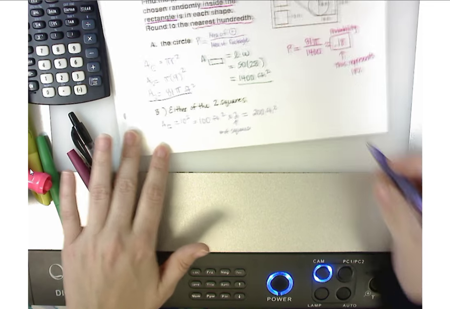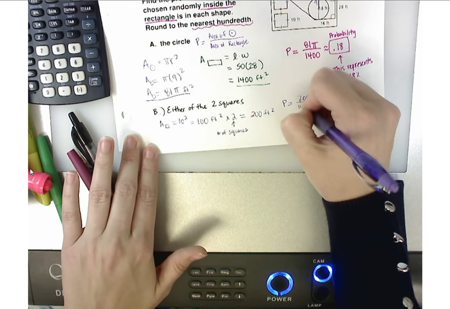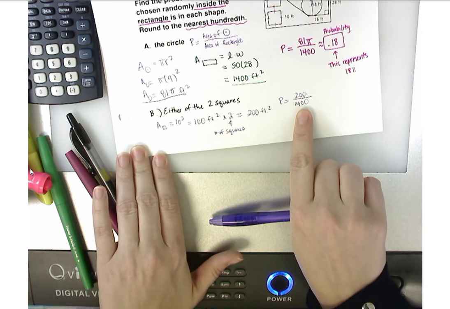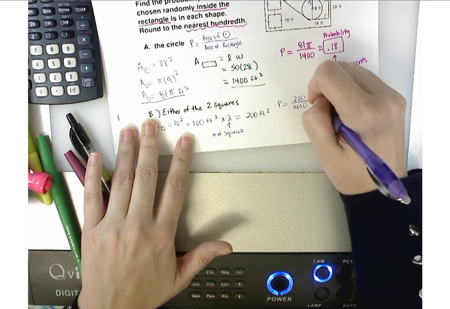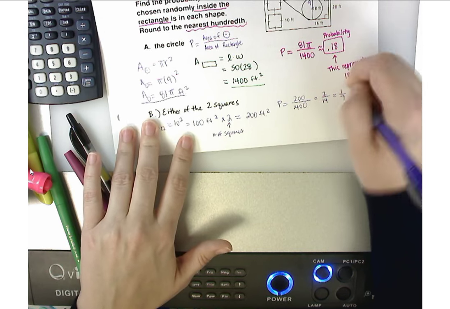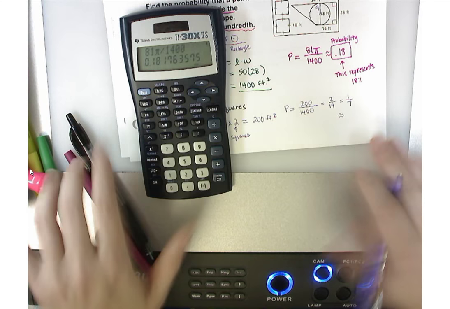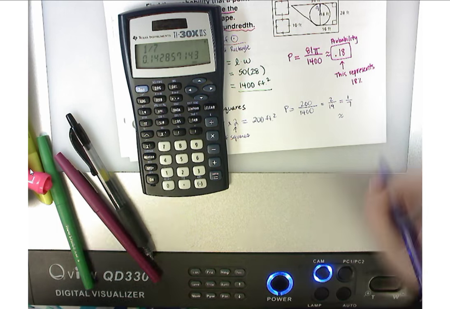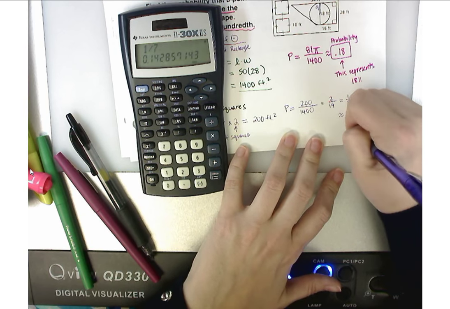Now the total is still going to be 1,400. But look, now we can simplify this, right? Because you could divide both of them by 100, right? So if you divide them both by 100, you get 2 over 14, which would be 1 over 7, and then it says to round to the nearest hundredth. So how would I do that? You just have to divide, right? So 1/7 would be 0.14. Okay, so this would be a 14% chance.